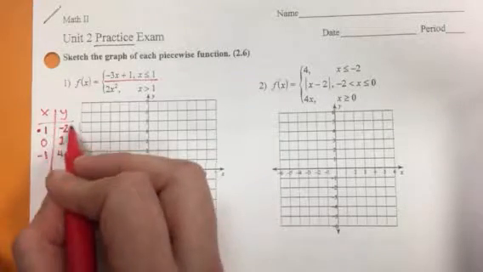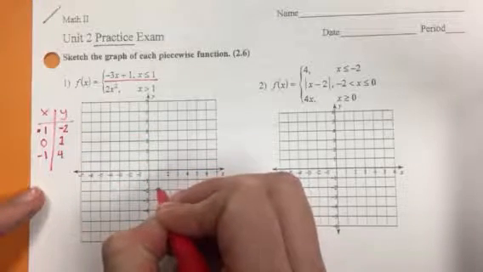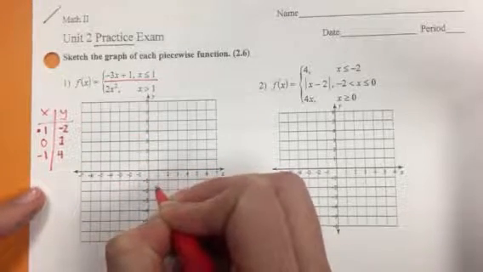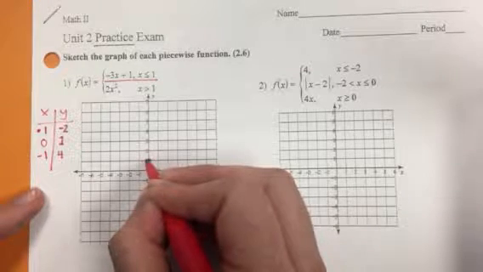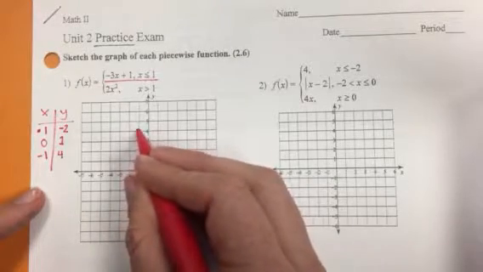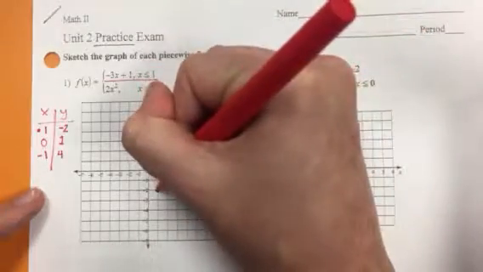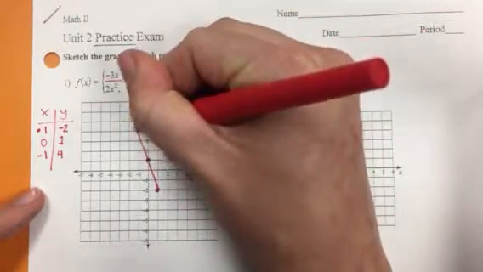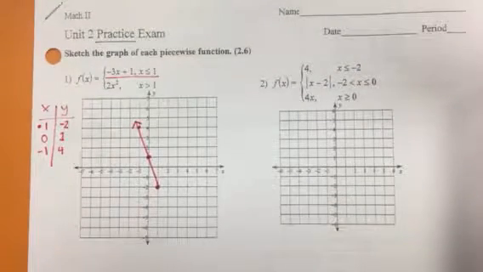So I'm going to plot those points. +1, down 2, closed dot. 0, up 1, dot. -1, up 4, dot. And because my points are going to the left, I have to put my arrows going to the left. That's my first one.